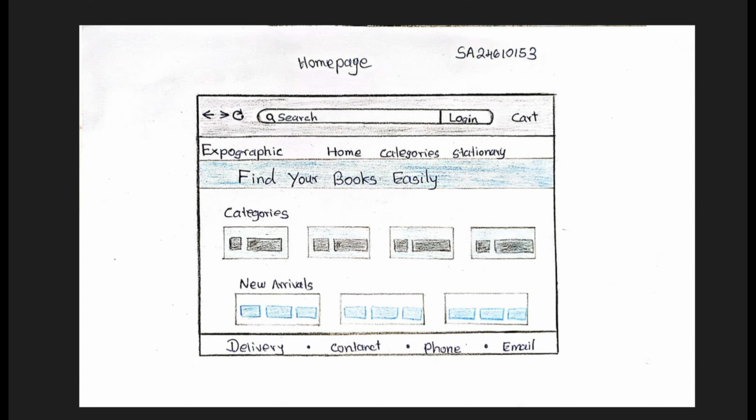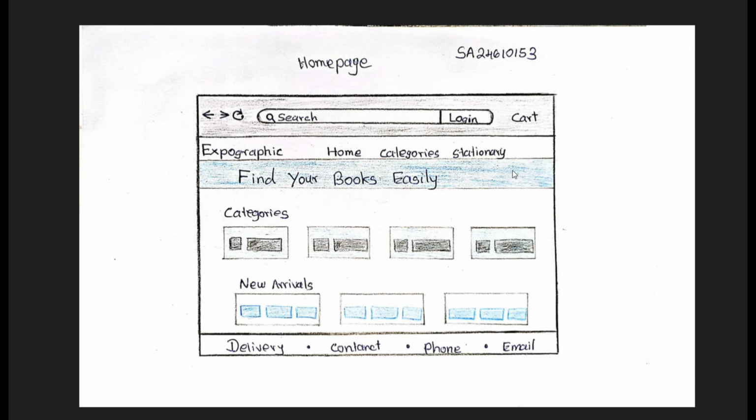To solve these issues, I redesigned the homepage using a cleaner and more structured layout. First, I placed a large search bar at the top center of the page. This makes it immediately visible and easy to access, which improves usability because users can quickly search for books without confusion.